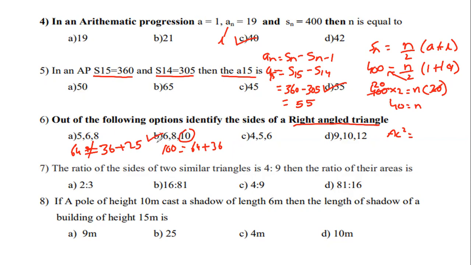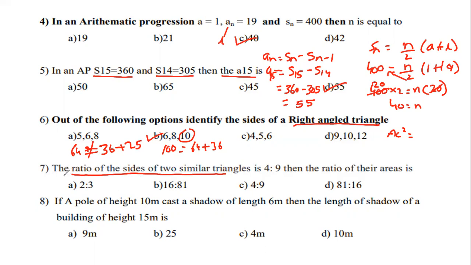You have only 1 hour for one paper. When you get easy questions, try to complete them within 30 seconds. Don't spend too much time on one question. Next, the ratio of the sides of two similar triangles. Today I am solving very quickly because today is the last day. Tomorrow morning you are going to write the exam, so that's why I am solving very quickly.